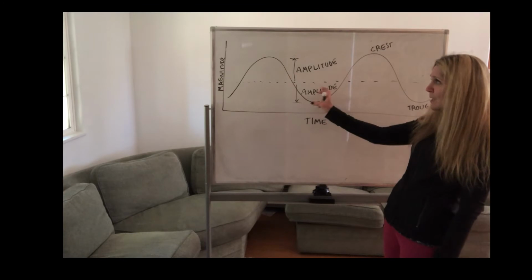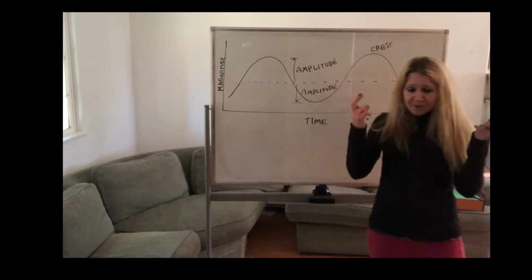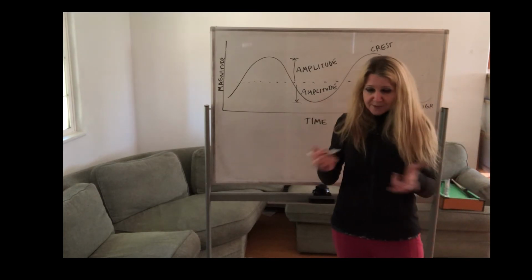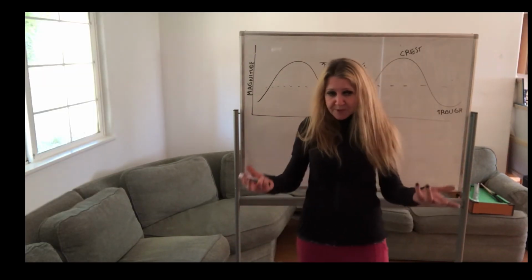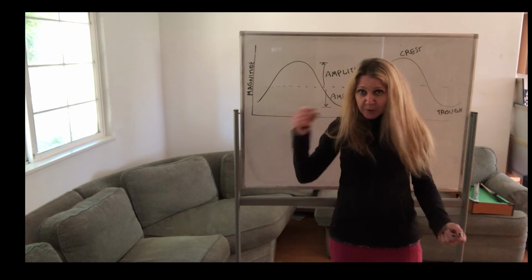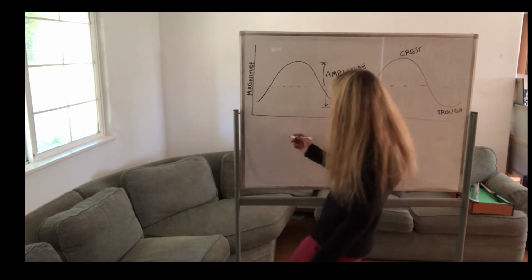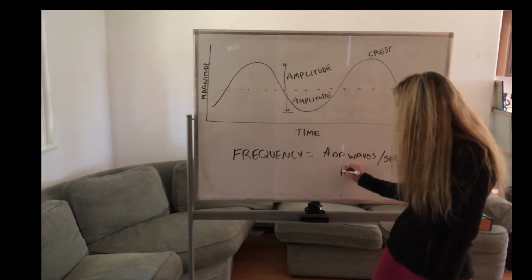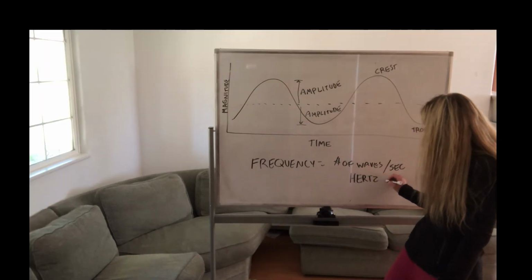And if we were to measure the number of waves per second, that is called the wave's frequency. The higher the wave's frequency, the more waves per second. So frequency is indicated in hertz.